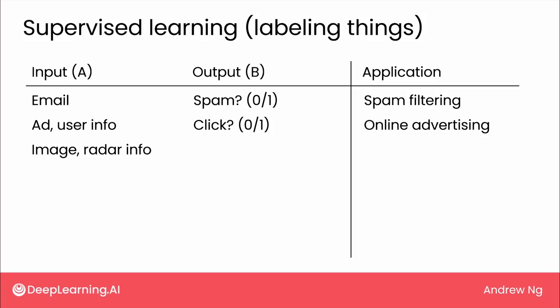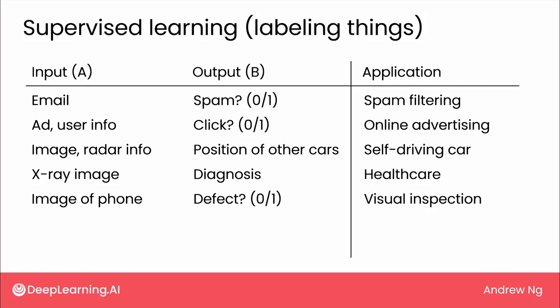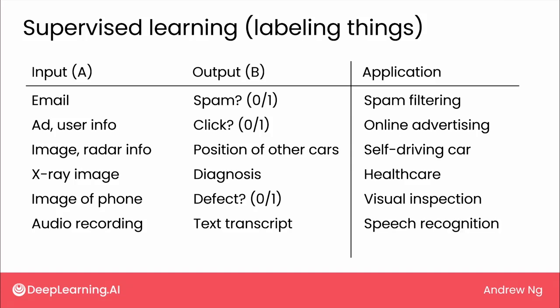In self-driving cars and in driver assistance systems, supervised learning is used to take as input a picture of what's in front of your car and radar info and label that with the position of other cars. Give it a medical x-ray, it can try to label that with a medical diagnosis. I've also done a lot of work in manufacturing defect inspection, where you can have a system take a picture of a phone as it rolls off the assembly line and check if the phone has any scratches or other defects. Or in speech recognition, the input A would be a piece of audio and we would label that with the text transcript.